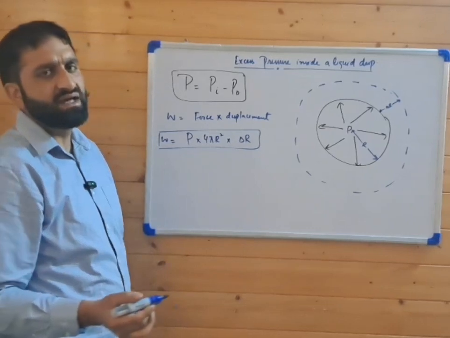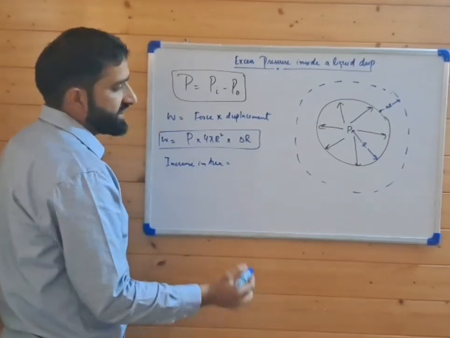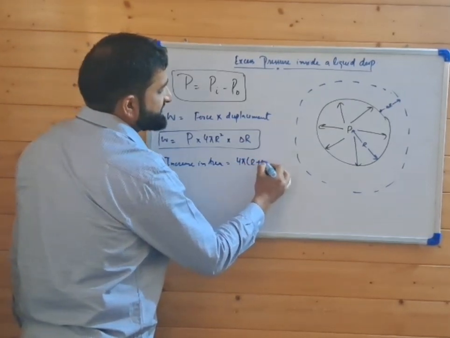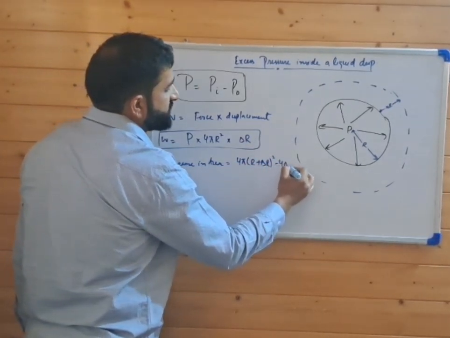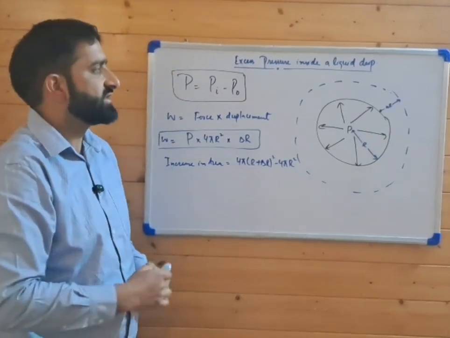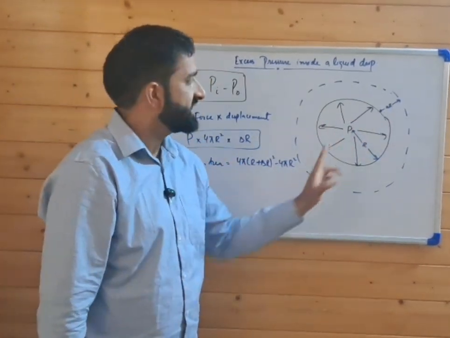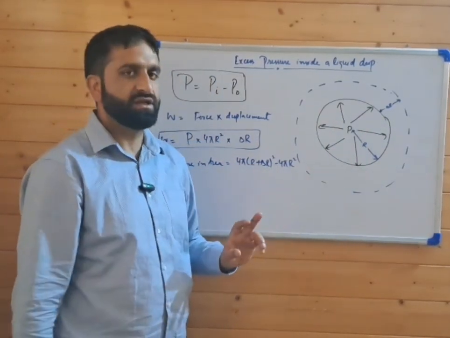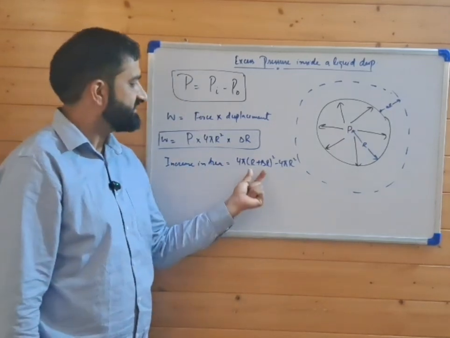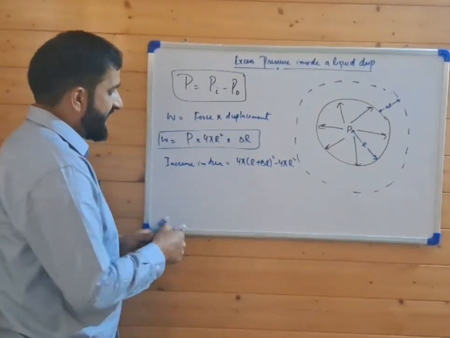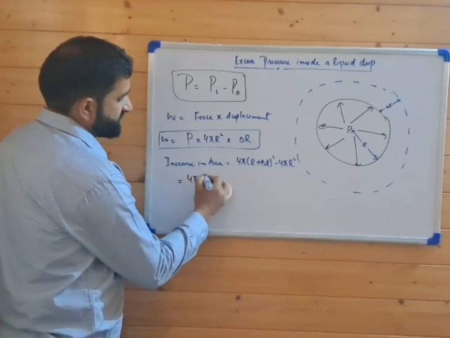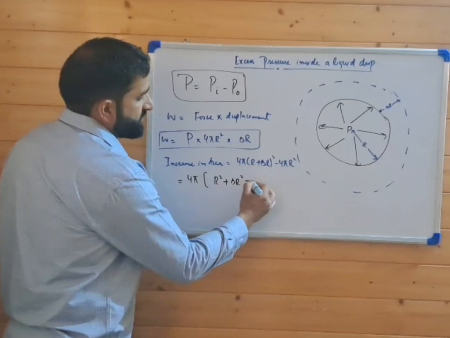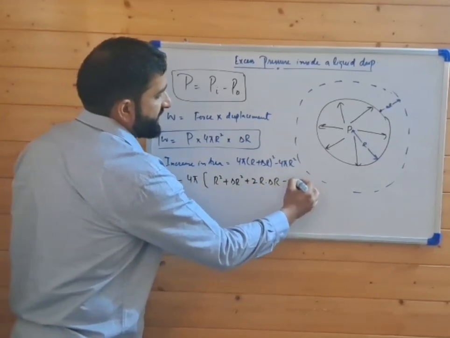Let us see what the increase in area is. Increase in area is final area minus initial area. The final area is 4 pi (r plus delta r) whole square minus 4 pi r square. As there is an increase in the radius by an amount delta r, the new radius is r plus delta r, so the new area is 4 pi (r plus delta r) square minus the initial area, 4 pi r square. If we take 4 pi common and expand, (a plus b) whole square is a square plus b square plus 2ab, so we get r square plus 2r delta r plus delta r square, minus r square.